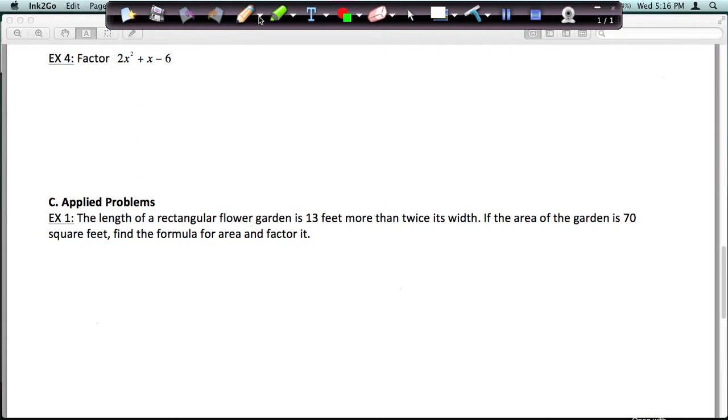This fourth example, 2x squared plus x minus 6. So first of all, there's no GCF. And looking at our signs, it multiplies to be negative. We know that our signs are going to have to be the opposite. So that's supposed to be a plus, a positive, and a negative.